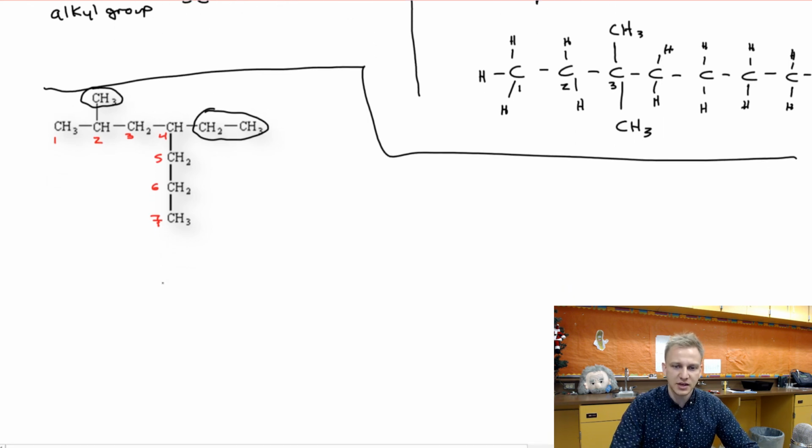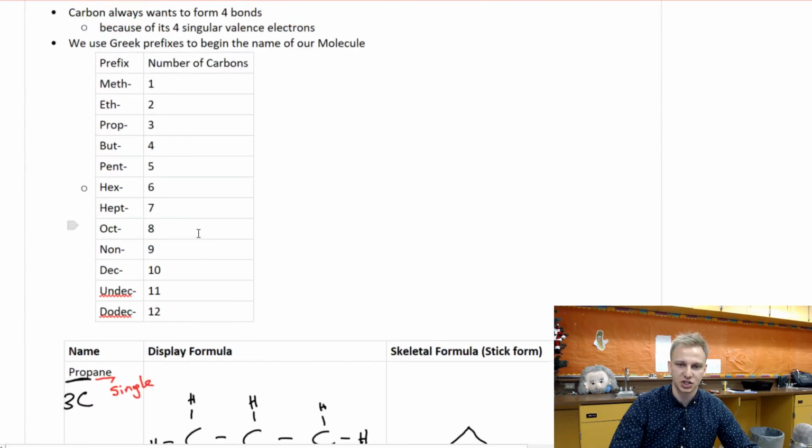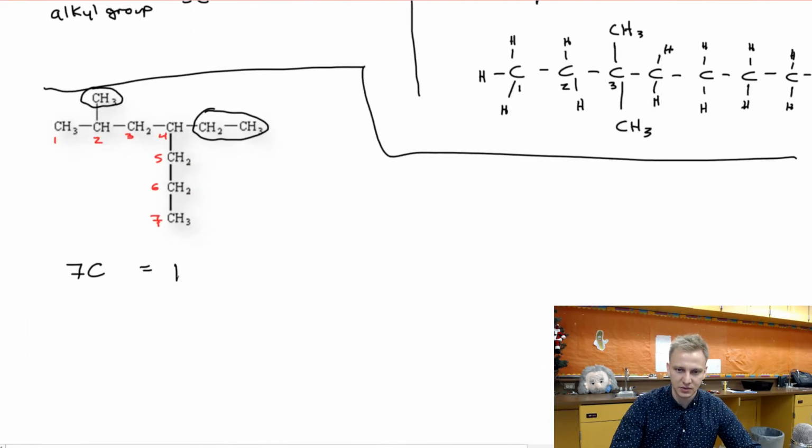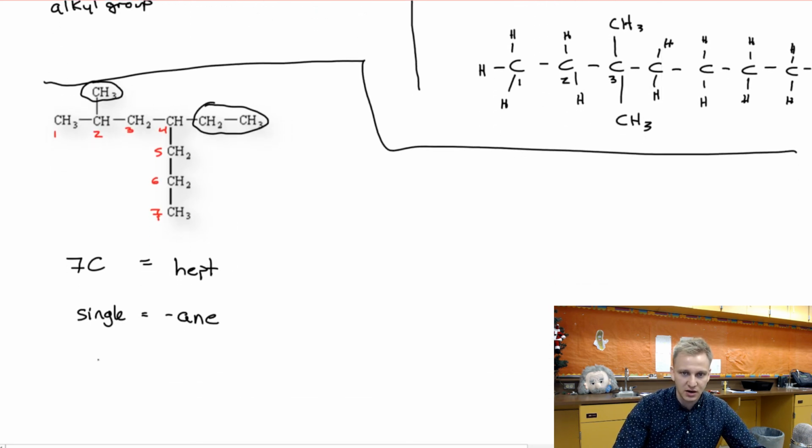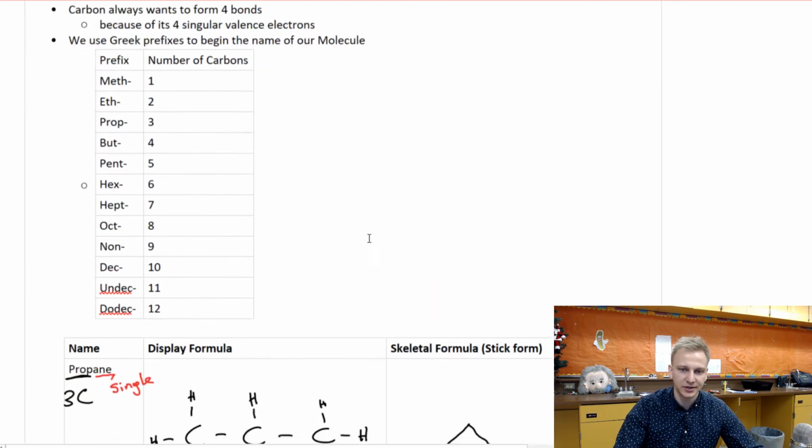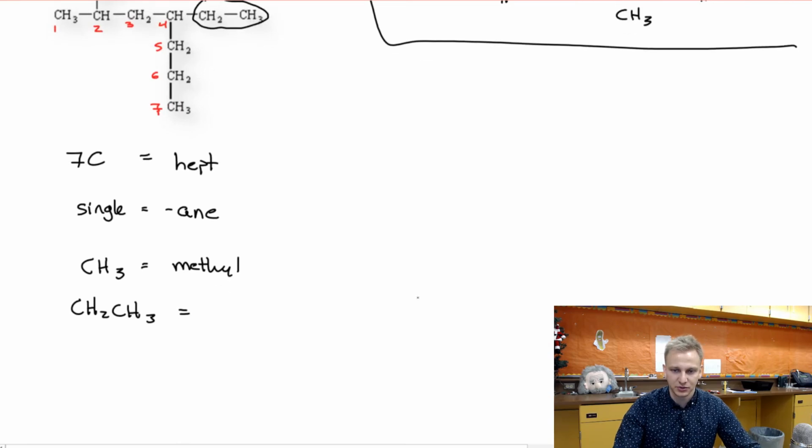functional group. So the information that we have here is a 7 carbon chain, so if we go back up to the chart, that will be a heptane. Okay, so we know that we have a hept. We have all single bonds, so we know that this will be an ANE ending for us. And then we have 2 different functional groups here. We have a CH3, which is going to be a methyl group. And then we have a CH2CH3, so I'm going to write it like this, CH2CH3. That's a 2-carbon alkyl group, so in other words, that is an ethyl group. Okay, that's an ethyl group.